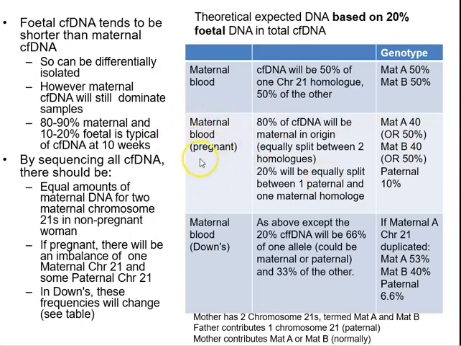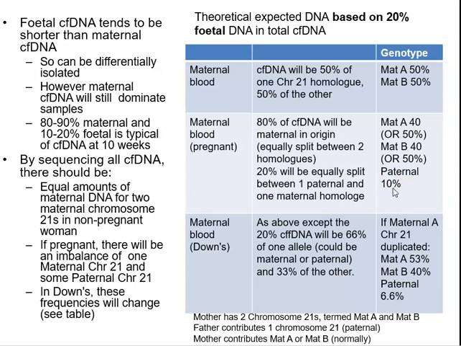Now if that woman is pregnant, we know that 80% of the cell-free DNA will be her own DNA, equally split between homologue A and homologue B, and 20% of it will be from the fetus, equally split between one of her chromosome 21s and the father's chromosome 21. So when we quantify all of the chromosome 21 material in this pregnant female, we would expect to see the following. Firstly, 10% of that chromosome 21 DNA will be paternal. It will match the father's genotype.